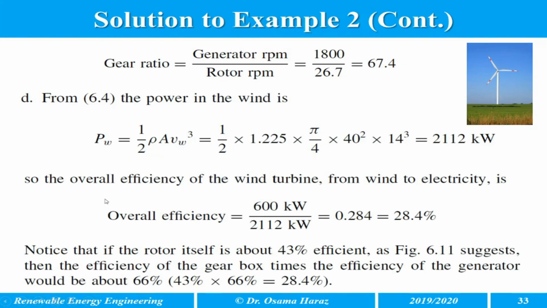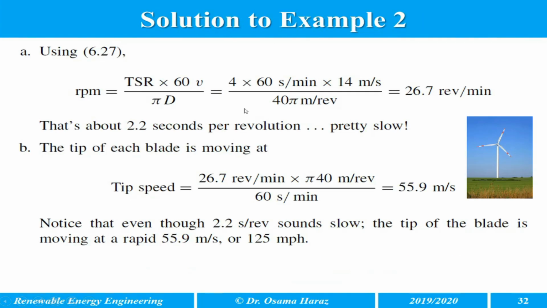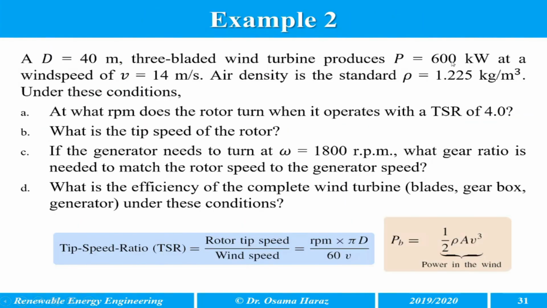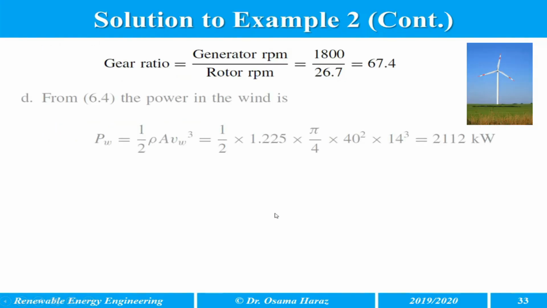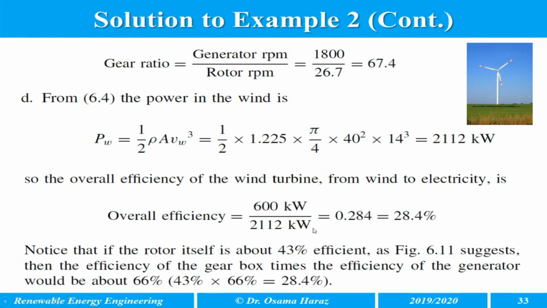Once you have the power in the wind, the overall efficiency of the wind turbine is the produced power, 600, divided by the total power of the wind. So 600 divided by 2,112 kilowatt, you end up with 0.284 or 28.4%. This is the overall efficiency.